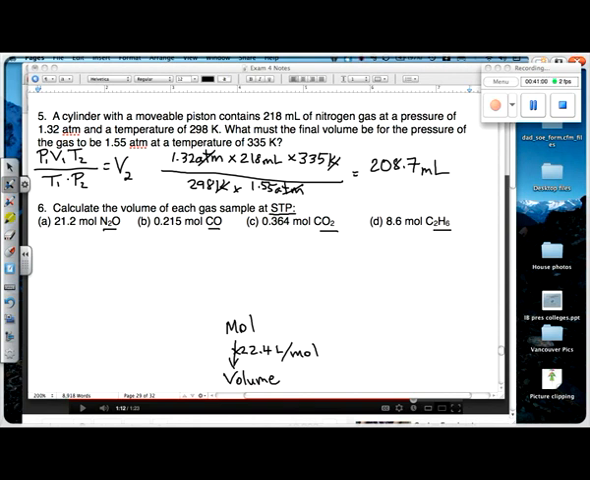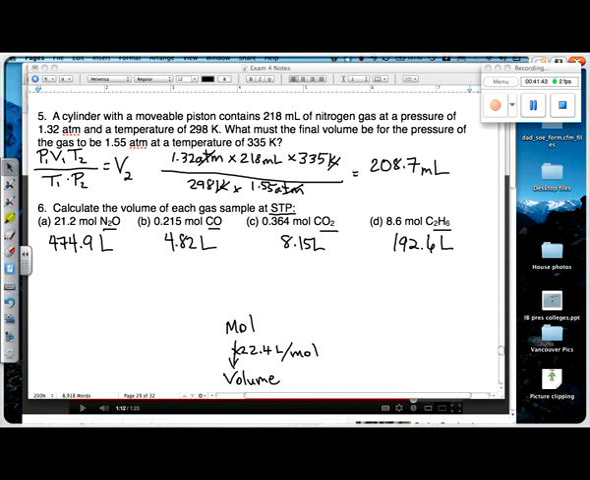Okay, so 21.2. And you can only do this if you're at standard temperature and pressure. And I end up with 474.9 liters for A, and 4.82 liters for B, .15 liters for C, and 192.6 liters for D.